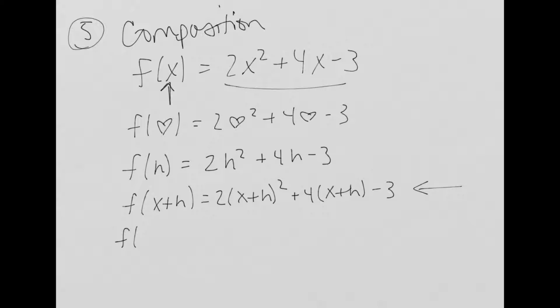What about f of negative x? So go back to my original one here. Everywhere I see an x, I'm replacing it with negative x. So 2 times negative x squared plus 4 times negative x minus 3.